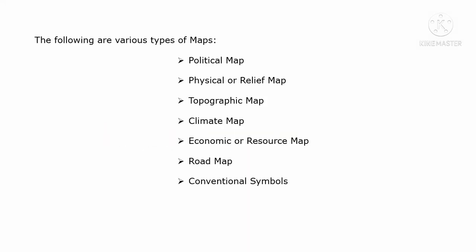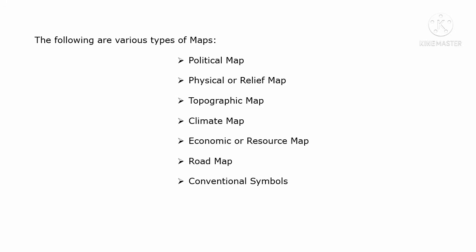Those are political map, physical or relief map, topographic map, climate map, economic or resource map, road map, and the other topic which we are going to cover is conventional symbols. So first we are going to see the types of maps.